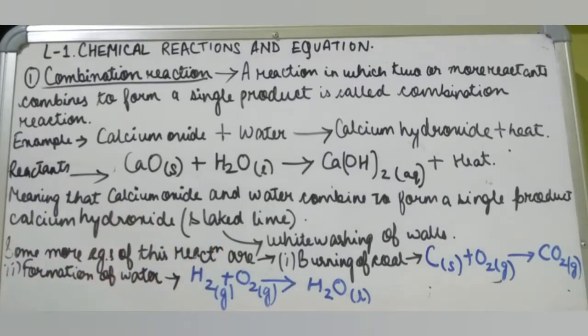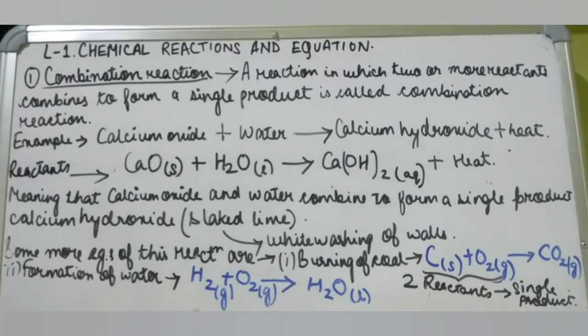Some more examples are burning of coal. So carbon in solid form plus oxygen in gaseous form gives us carbon dioxide in gaseous form. Okay, so how are these examples? These are the two reactants. Two reactants will give us a single product.